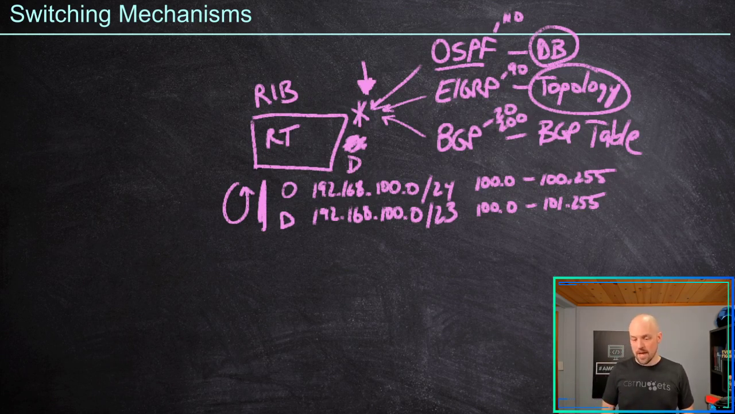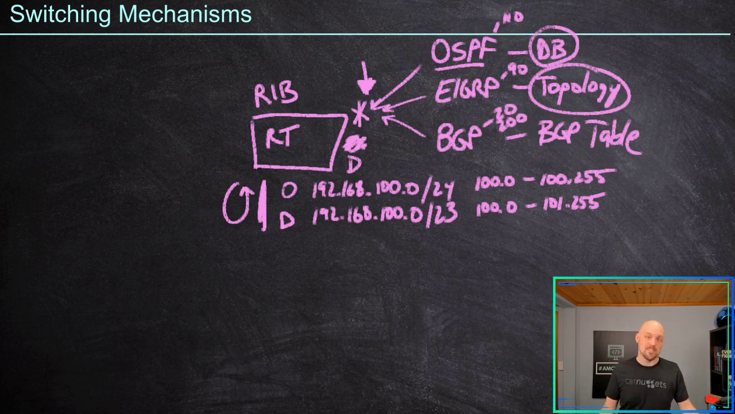If we were to go /24, that's half as many. If we go /25, that's half as many there. And so the higher the number, the more specific we get. So in this situation, as long as I'm going towards .100.5 or something that starts with .100, it'll take the OSPF route every single time because it's more specific. So keep that in mind.